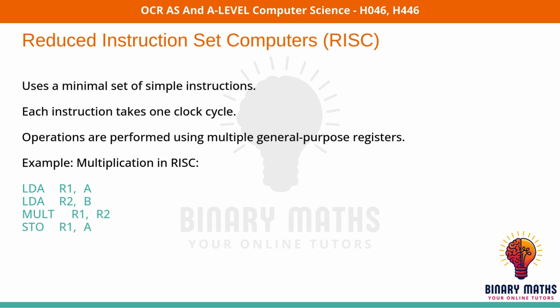Reduced instruction set computers, or RISC, take a different approach. They use a minimal set of instructions, which are simple, each taking one clock cycle. Operations are performed using multiple general purpose registers. For example, to multiply two numbers in RISC, you would use several instructions as we can see below.